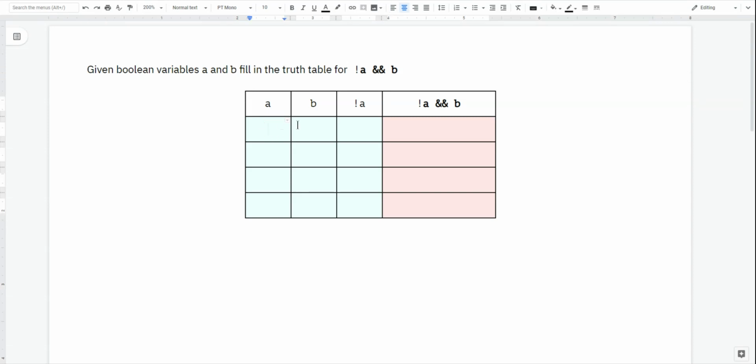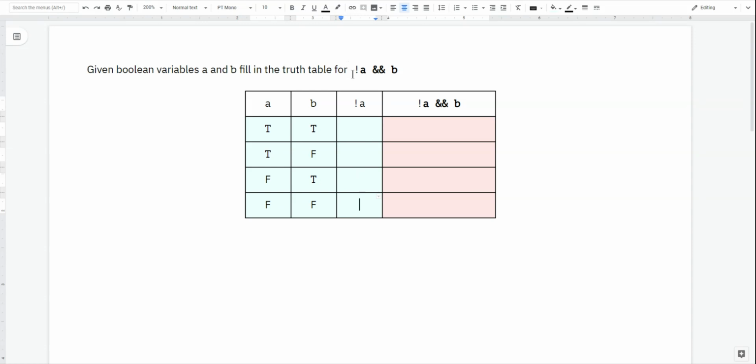And first thing I do is I fill in the first column for A. A can be true or false. And then B can be true or false as well. So the first two columns are all possible combinations of true and false. True, true, true, false, false, true, and false, false.